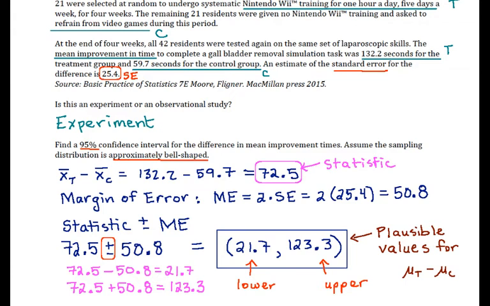What we do think is true is that the difference in mean improvement times between playing Nintendo Wii and not playing Nintendo Wii, for a population similar to this group, would be somewhere between 21.7 and 123.3 seconds. But it does not mean that this is necessarily true for all medical residents.